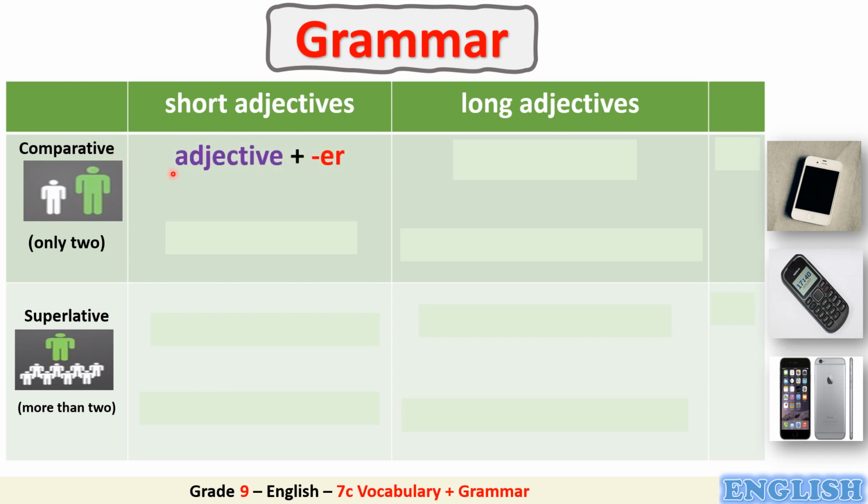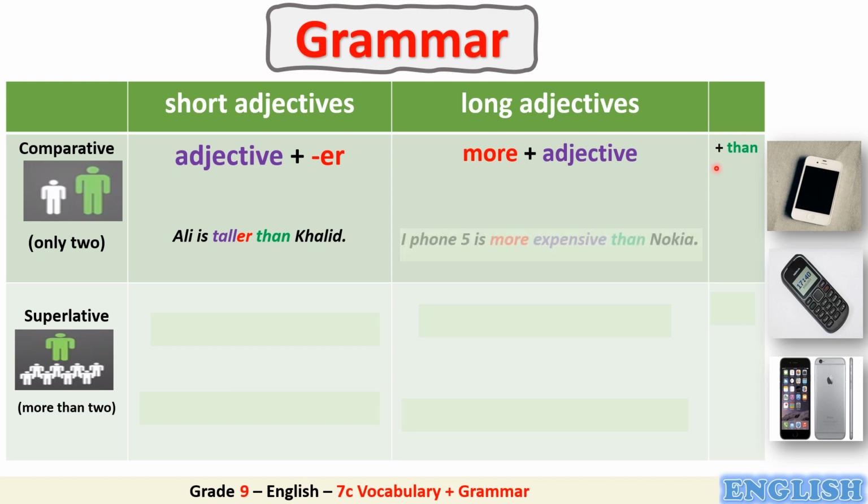With the comparative, we use the adjective plus er plus than. For example, Ali is taller than Khalid. Here we compare between two people, Ali and Khalid. And the adjective is tall, we add er to the short adjective plus than. With long adjectives, we use more plus the adjective plus than. For example, iPhone 5 is more expensive than Nokia.